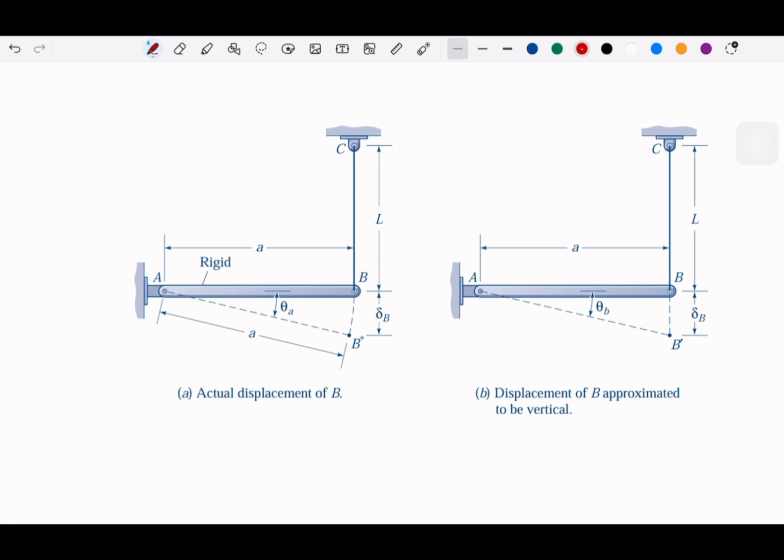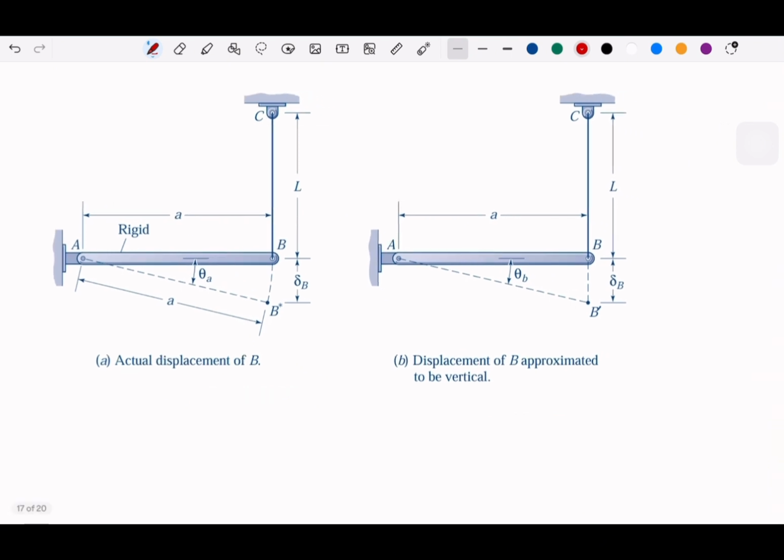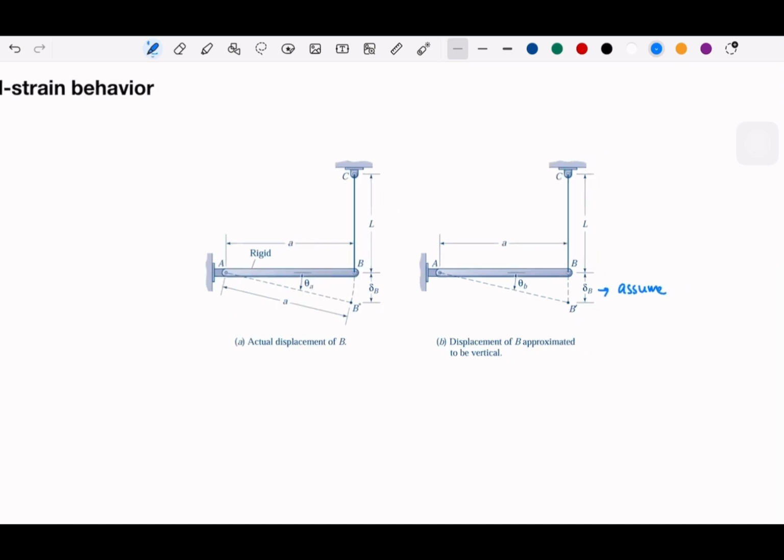This is to help our adjustment in a structure. But it happens only when theta is quite small, really, really small. So this is when theta is small, so this will be assumed or approximated to be vertical.